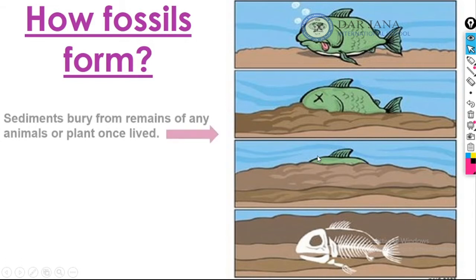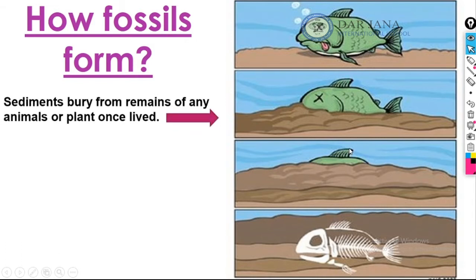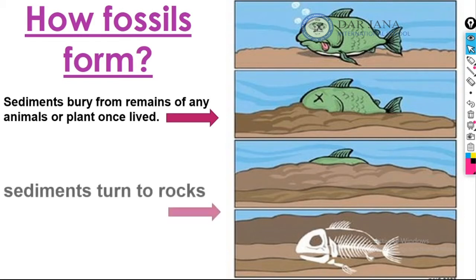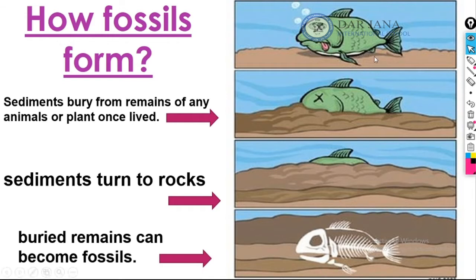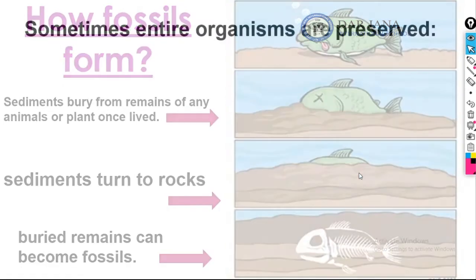Again, when a plant or animal dies, the soft parts quickly decay or are eaten. Bones and teeth will last longer. These hard parts are more likely to become fossils. So here we have a dead fish. The remains of this dead fish will be buried by the sediments. Later on, the sediments will turn into rocks, and the buried remains can become fossils.